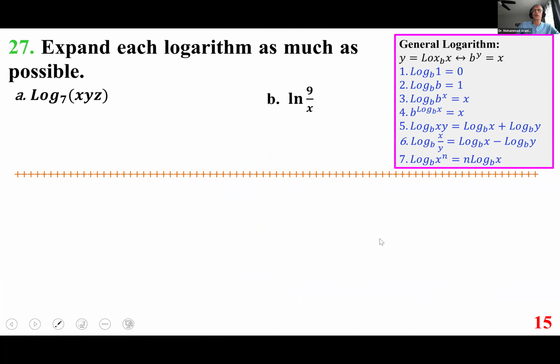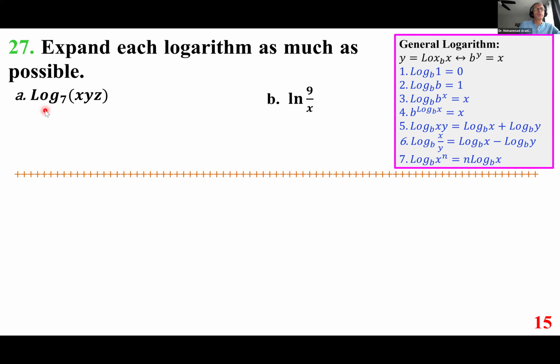Here's the second part. And reminding you of the general logarithmic properties: when y is log x base b, that is equivalent to b to the power of y equals x. And it gives several properties you have seen previously. I hope you're comfortable with that. Now we want to expand each log.